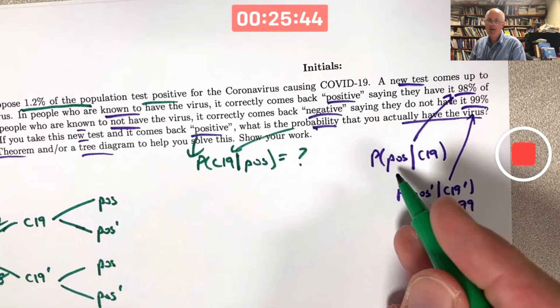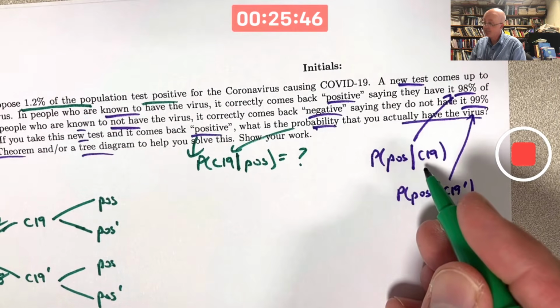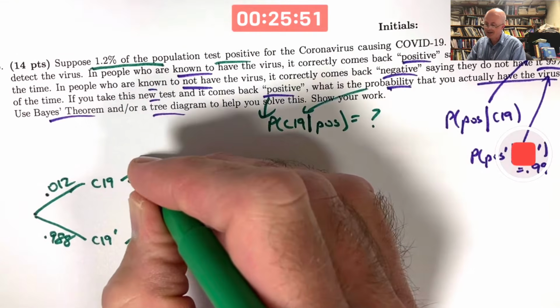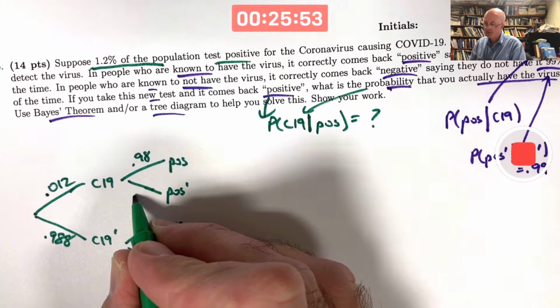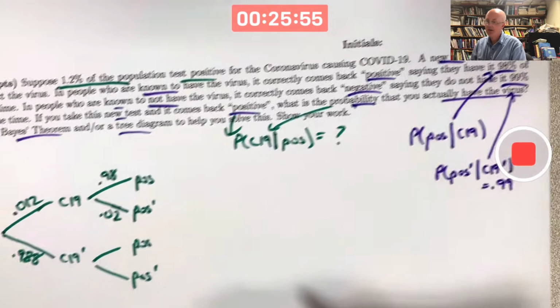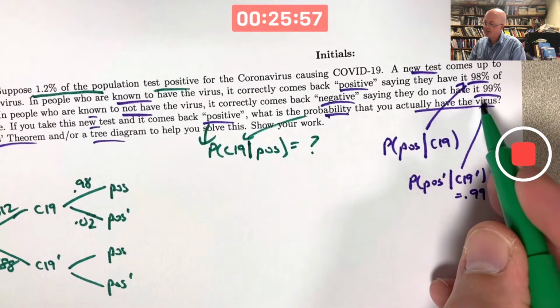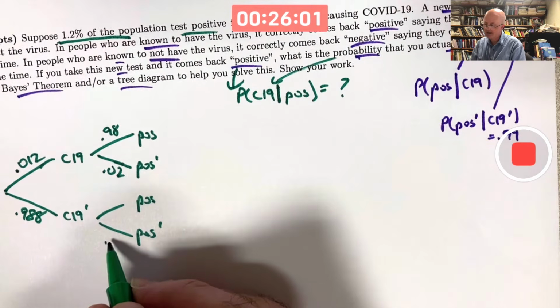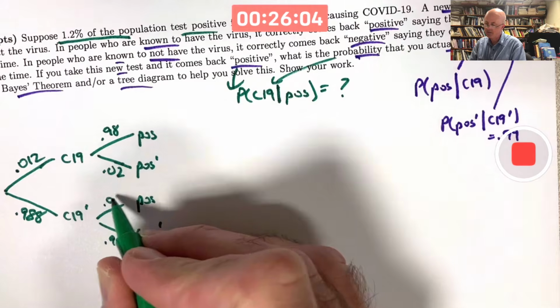When it's known you have the virus C19, what is the probability it comes back positive? That's the 98%. This is 0.98. Therefore, this is 0.02. And when you actually do not have it, it comes back negative correctly 99% of the time. This is a 0.99, and this would be then a 0.01.